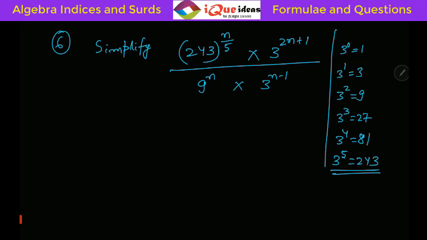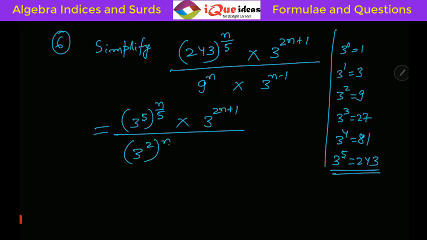Now let's look at this expression. This expression can be written as, in place of 243, we can take 3 raised to the power 5 whole to the power n by 5. Now multiply by 3 raised to the power 2n plus 1. Now divide by 9 to the power n. 9 can be written as 3 squared to the power n, into 3 to the power n minus 1.